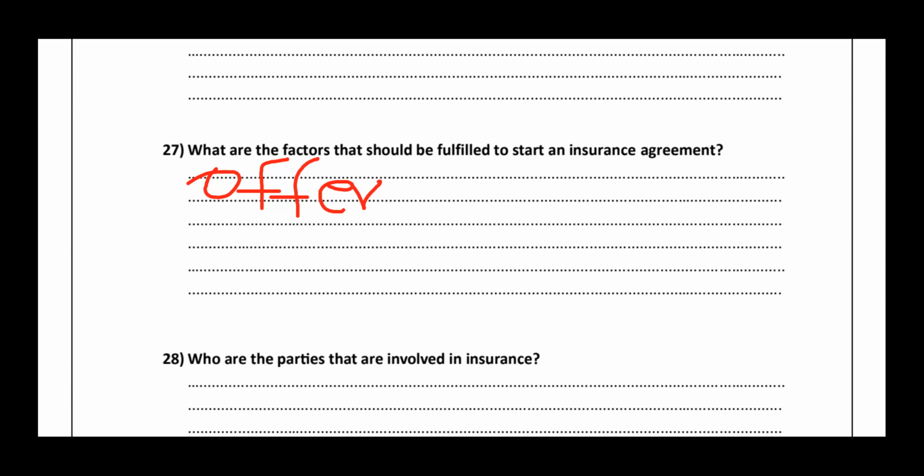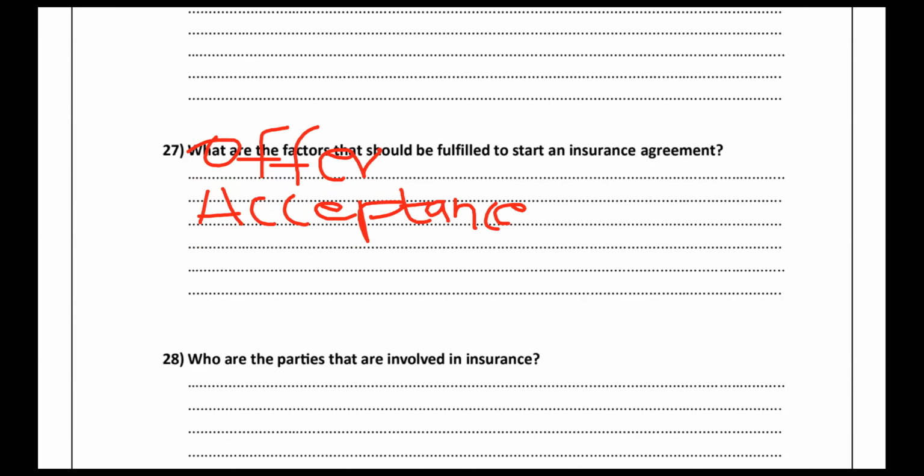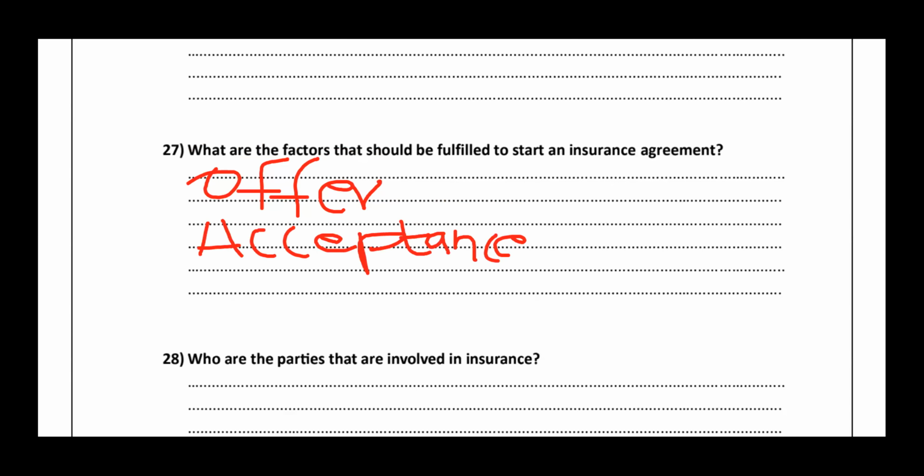And the next factor is acceptance. Okay. The next factor is what? Acceptance. Now, the insurance company, just because he gave an offer, will not accept it at once. What will the insurance company do? He will evaluate the offer which is made by the insured. He will go and now he will evaluate. Now he will check on the insured whether he is able to pay the compensation or not. Like that, he will evaluate the insured.